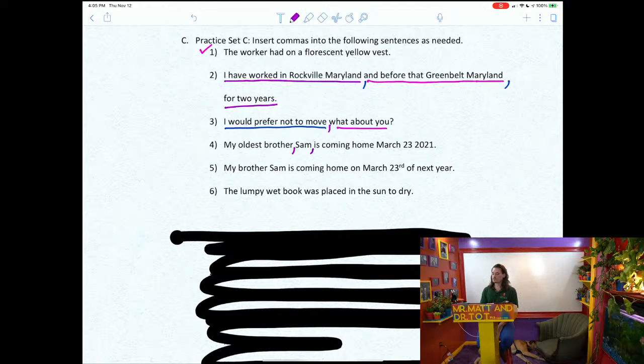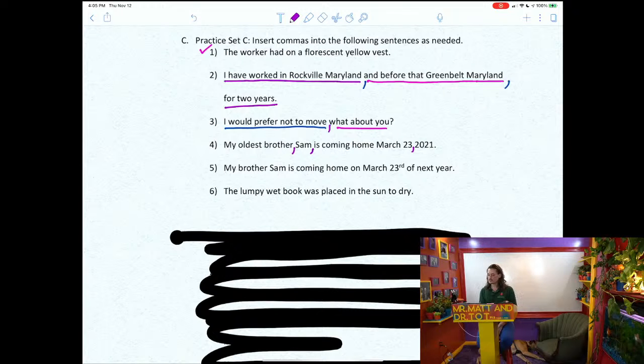And then we have a formal date listing that's ending the sentence. So we don't need a comma after 2021 because it's not mid-sentence. If it were mid-sentence, then we would have to have a comma after the year. But we need coming home March 23rd, comma, 2021, period.